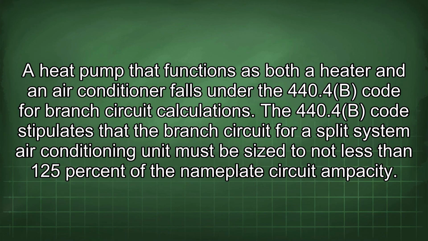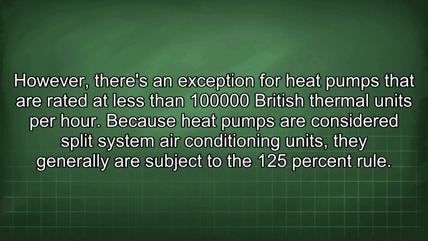A heat pump that functions as both a heater and an air conditioner falls under the 440.4b code for branch circuit calculations. The 440.4b code stipulates that the branch circuit for a split-system air conditioning unit must be sized to not less than 125% of the nameplate circuit ampacity. However, there's an exception for heat pumps that are rated at less than 100,000 British thermal units per hour.